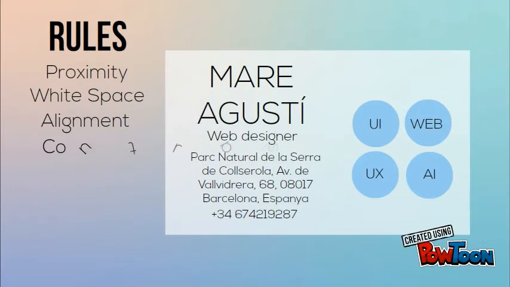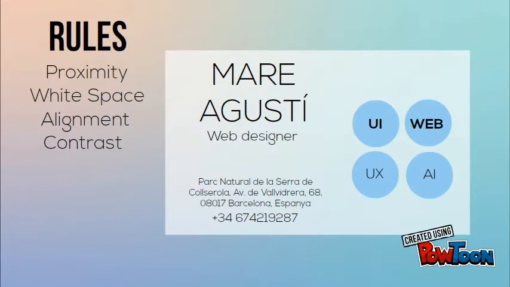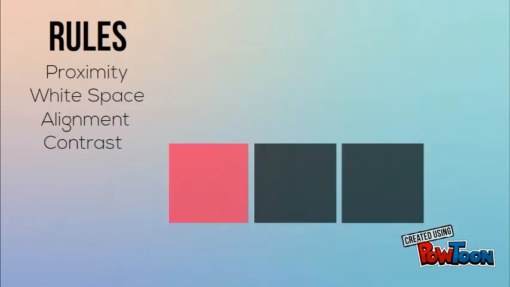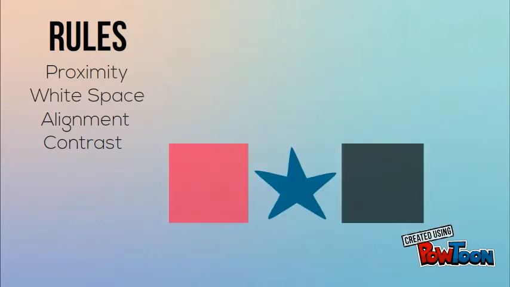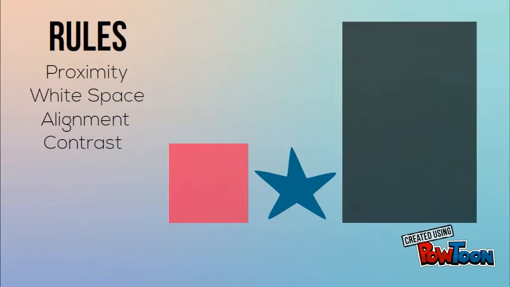Let's move now to contrast. Contrast just means that one item is different than another one. It's used to catch the reader's eye, create emphasis, and call attention to something important. To make contrast, you can use color, a different shape, or make elements bigger.